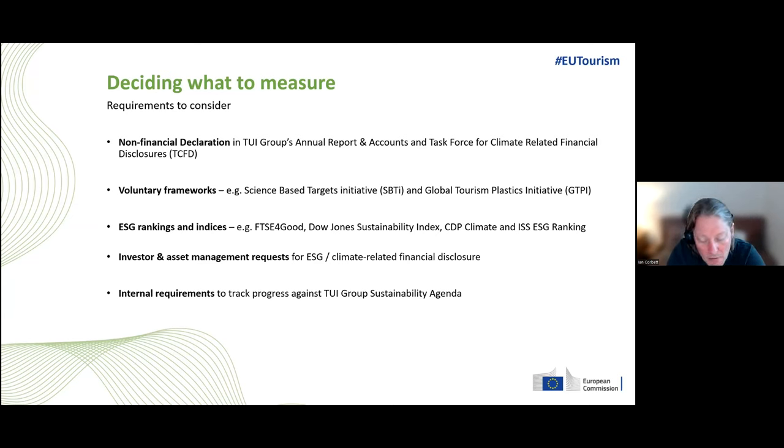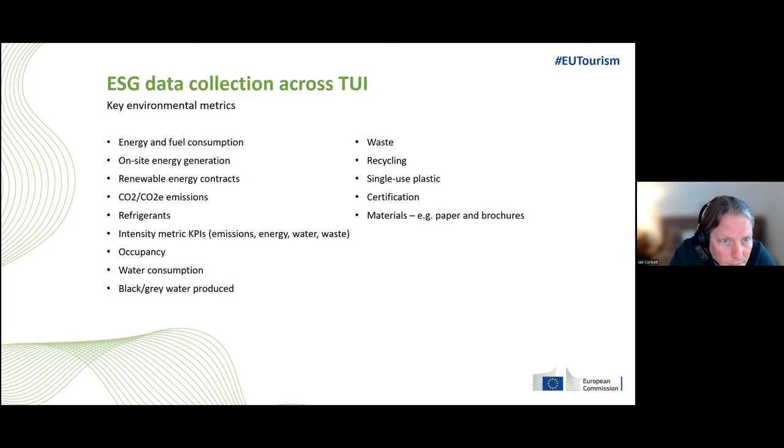And then last, but in some ways most importantly, we also have our own TUI group sustainability agenda, which is organized around three pillars of people, planet, and progress. No prizes for guessing the environmental metrics sit mostly within the planet pillar, but each of those three areas, people, planet, and progress, have five focus areas. So we have 15 different focus areas, and we have a set of metrics for each of those.